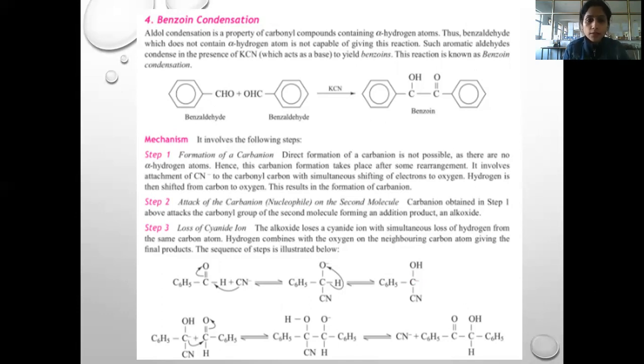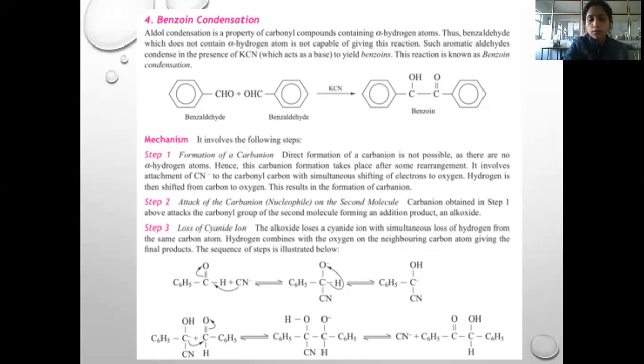And now let us see the mechanism. It occurs in 3 steps. The first step is the formation of a carbanion. First KCN splits to form CN minus, which then attacks the carbonyl group. The second step is the attack of the carbanion, the nucleophile, on the second molecule, and then the third step is the loss of this CN minus.